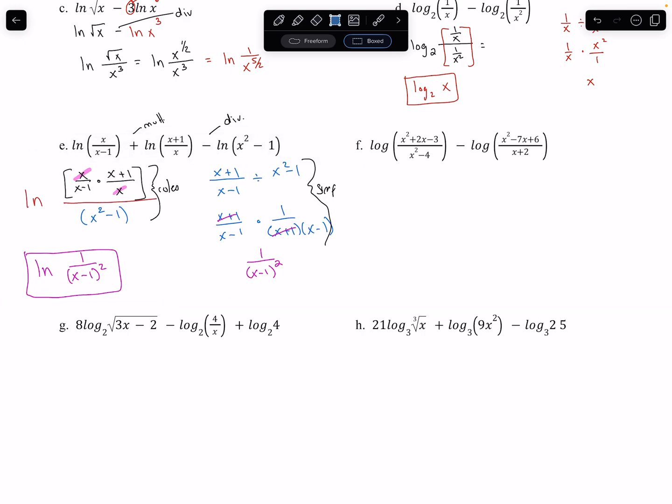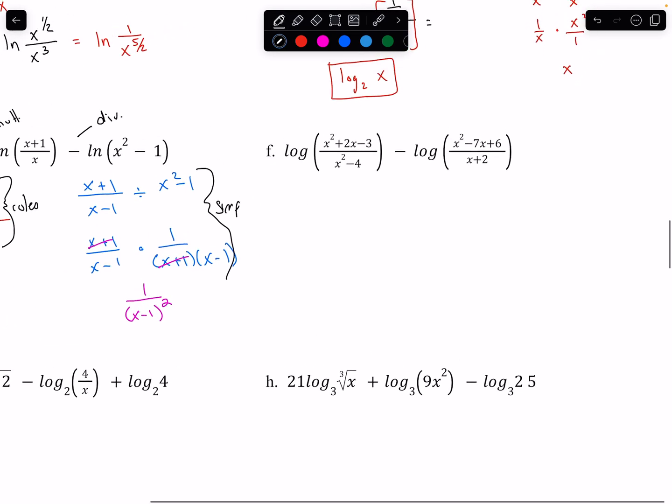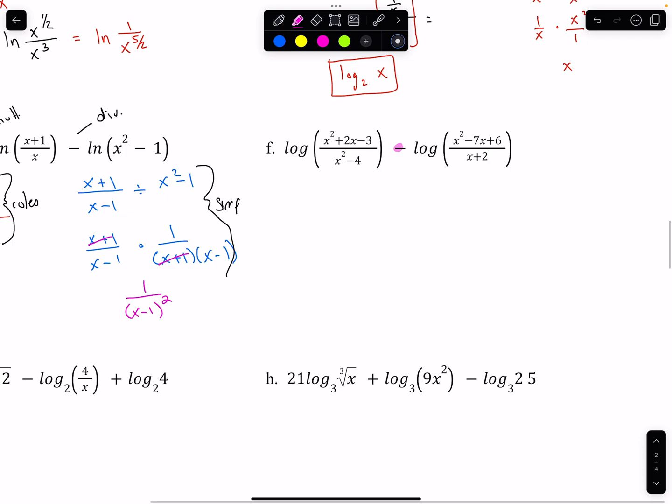All right, and so it's not bad. So we'll work on simplifying, not a big deal. All right, so let's think about the rules here. Noticing this subtraction sign, I've got some division, so this is the log of dividing two things. Okay, well, my numerator is going to be (x squared plus 2x minus 3) over (x squared minus 4).